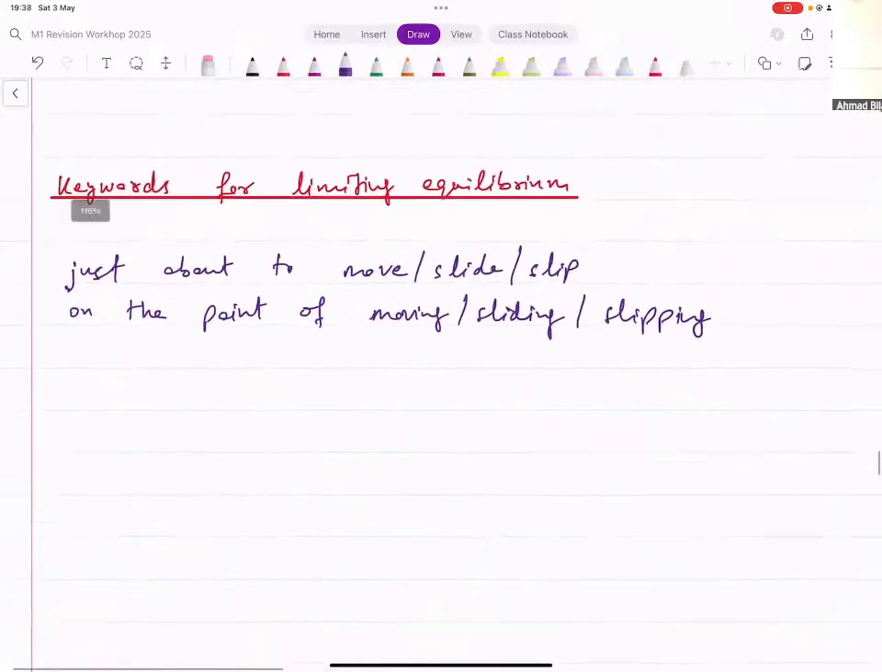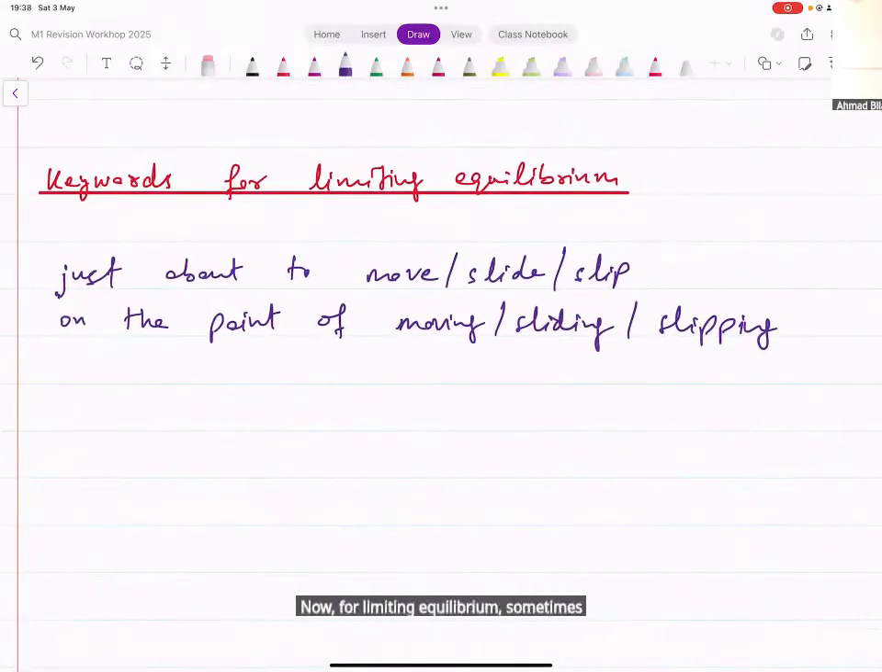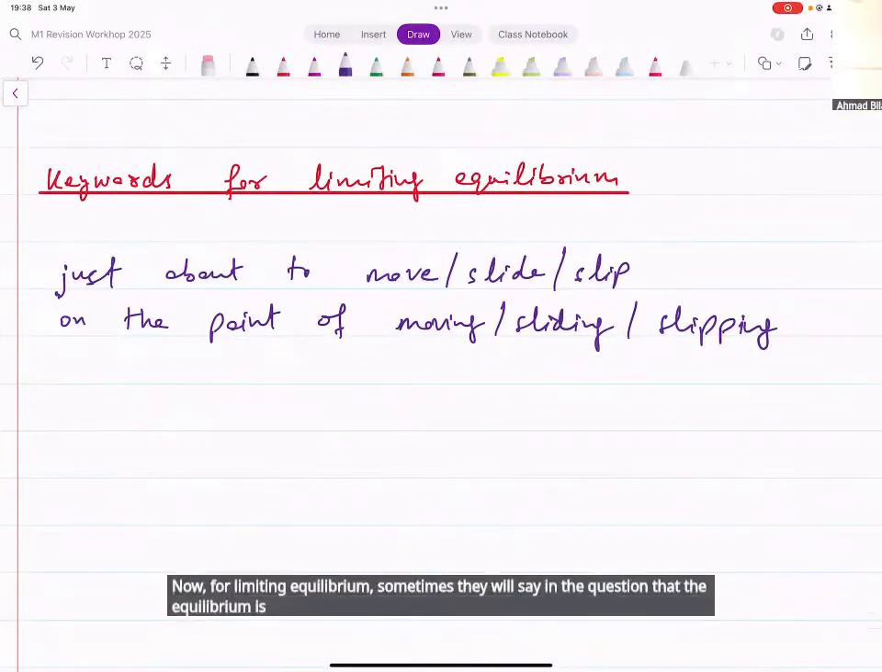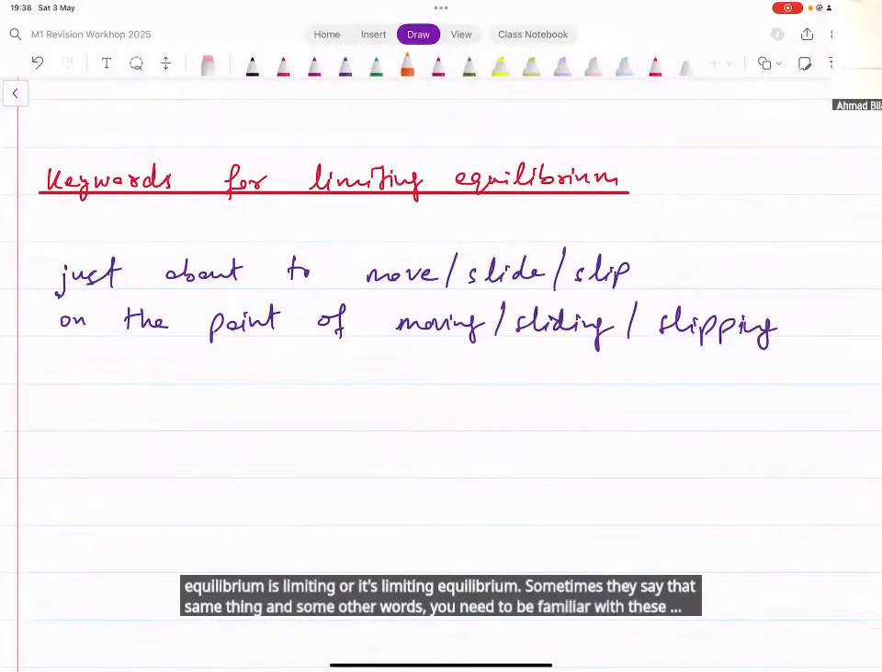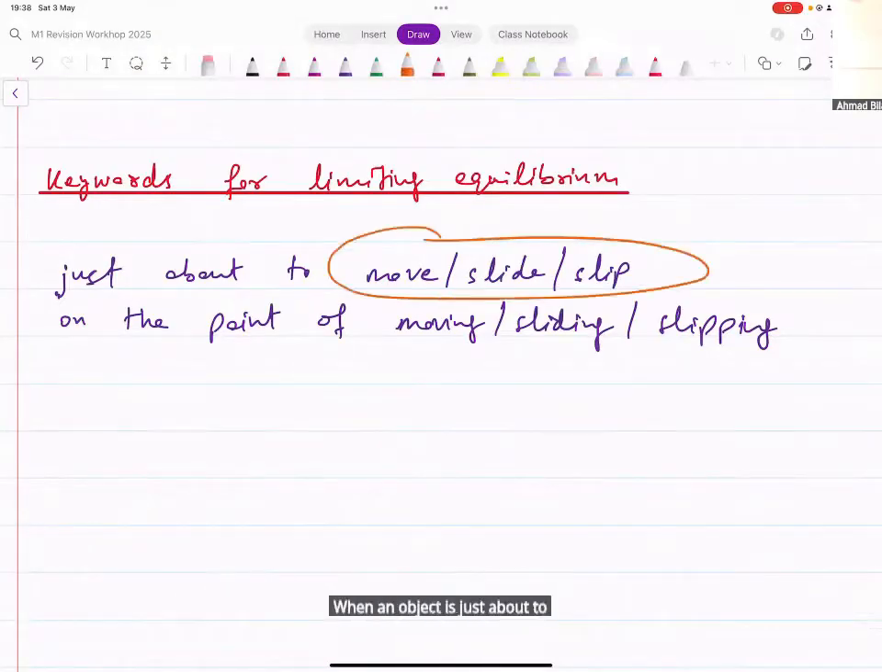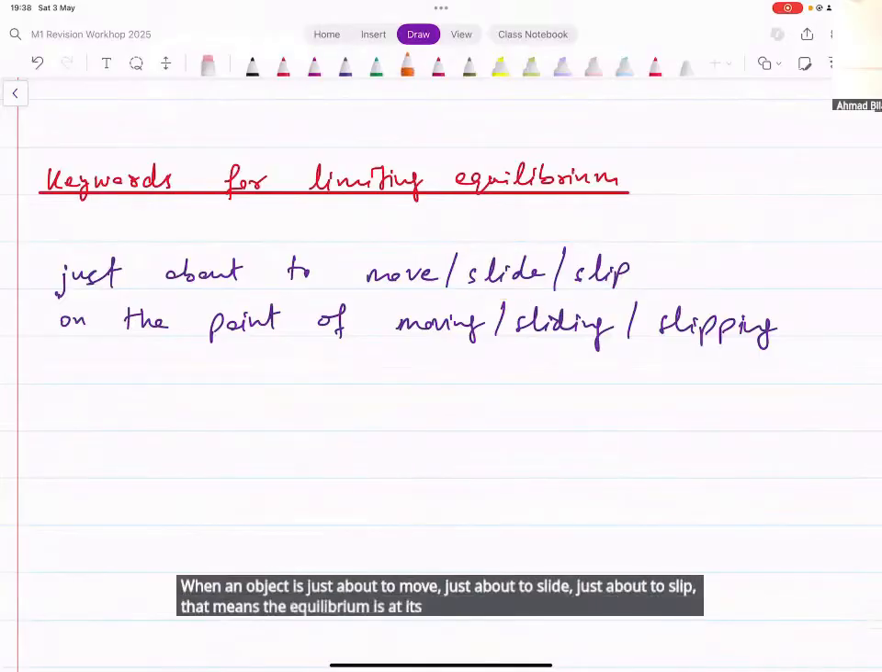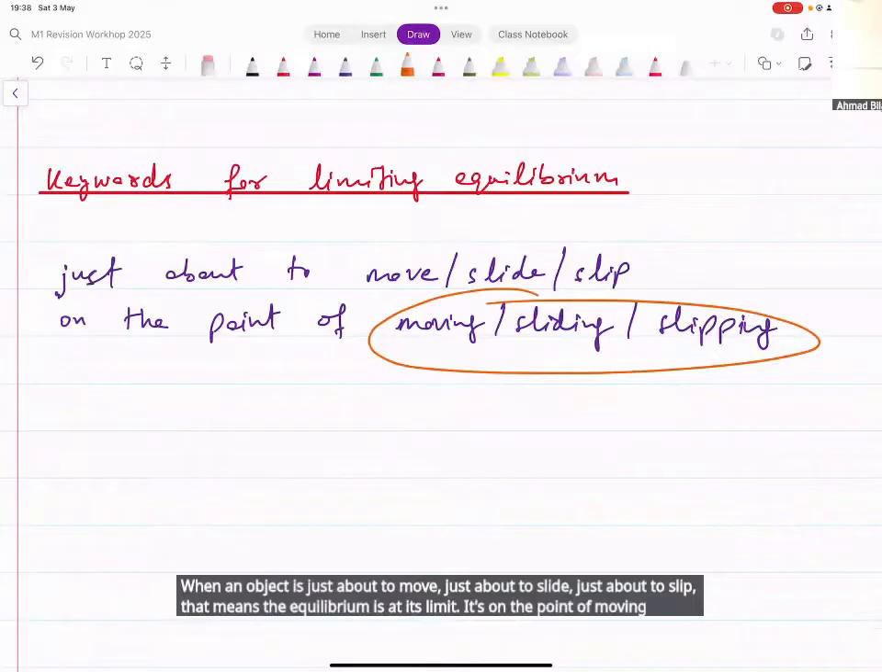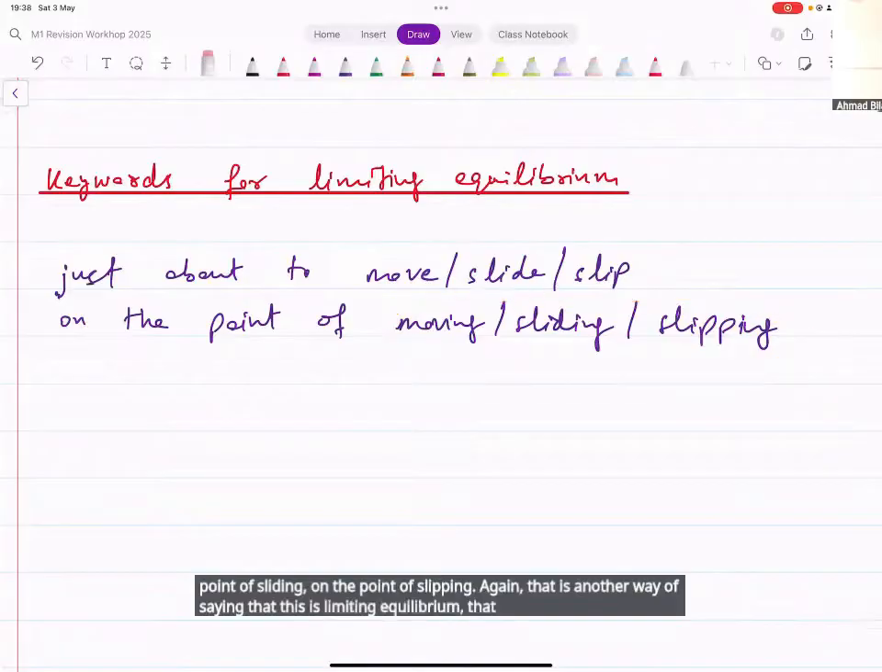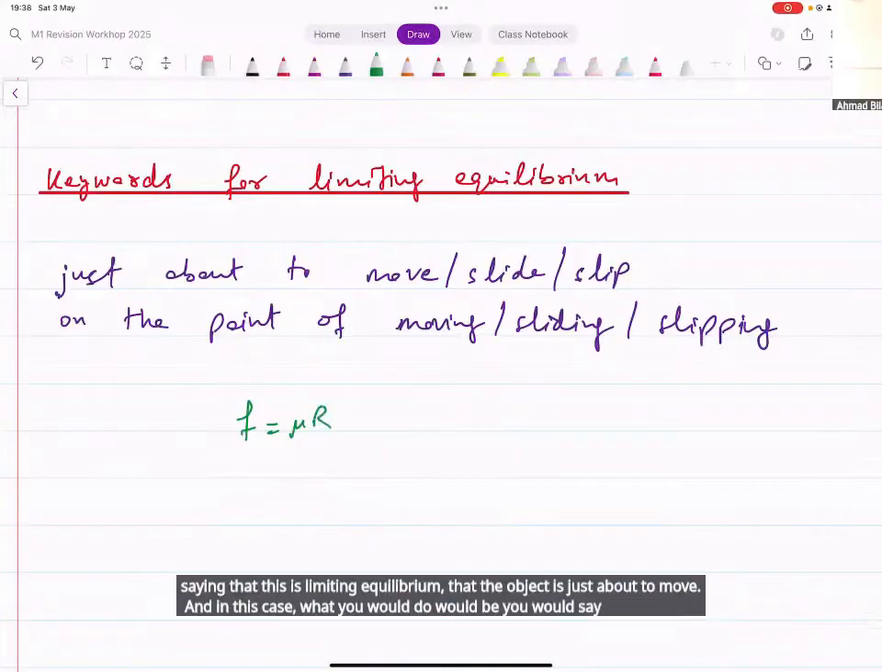Now, for limiting equilibrium, sometimes they will say in the question that the equilibrium is limiting, or they say that same thing in some other words. You need to be familiar with these phrases. When an object is just about to move, just about to slide, just about to slip, that means the equilibrium is at its limit. It's on the point of moving, sliding, or slipping. That is another way of saying this is limiting equilibrium. In this case, you would say F equals mu times R.